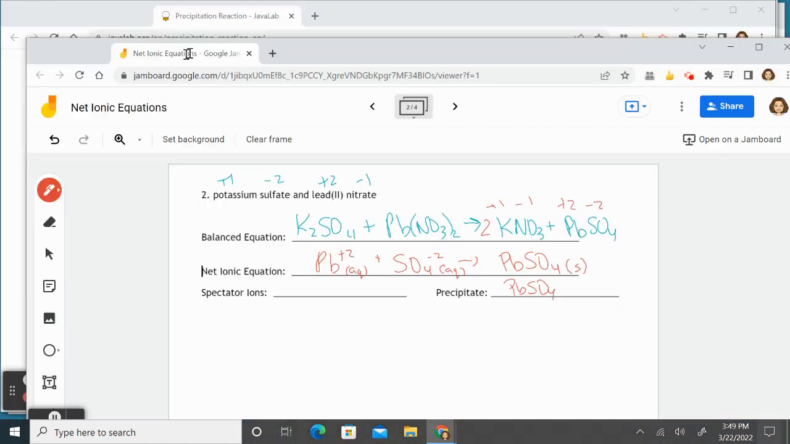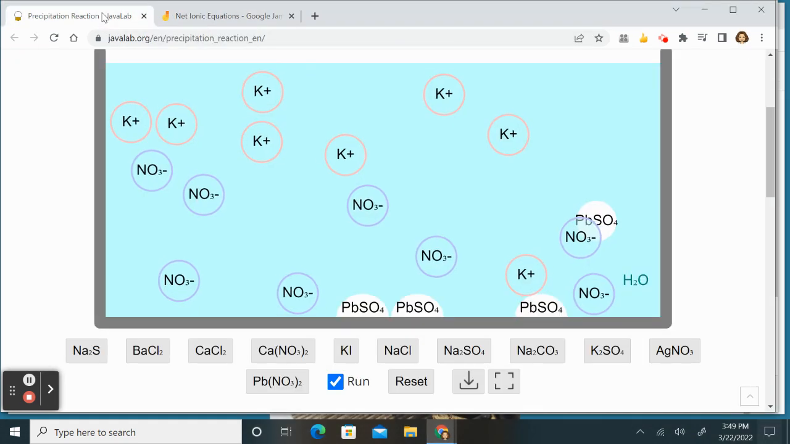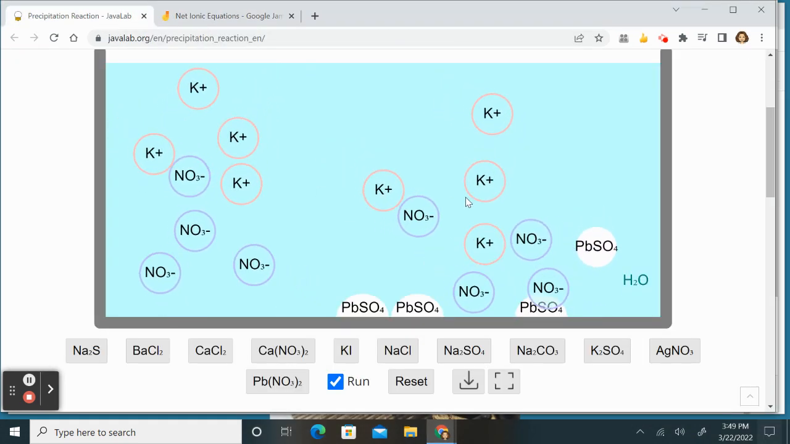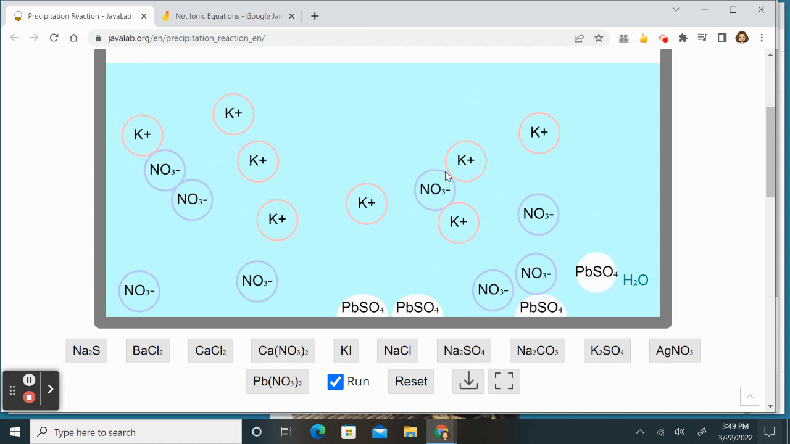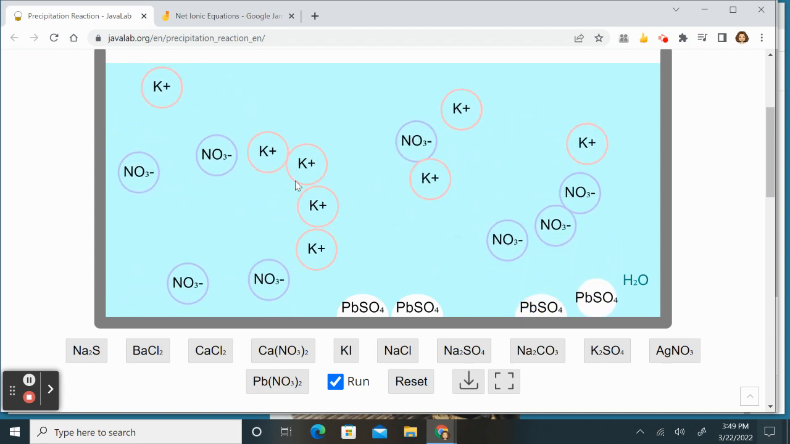And then our spectator ions, the ones that are not involved in the precipitate. So our nitrate ions and our potassium ions.